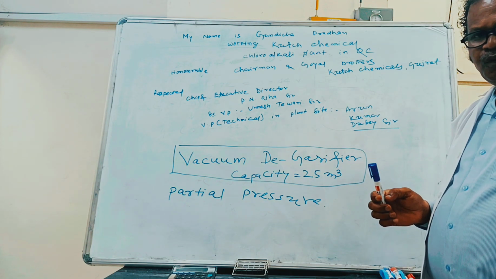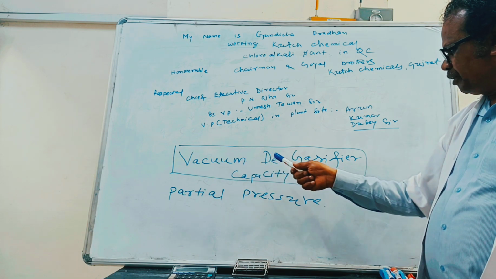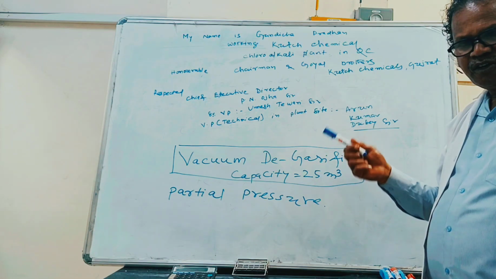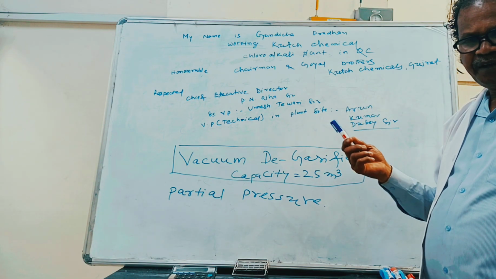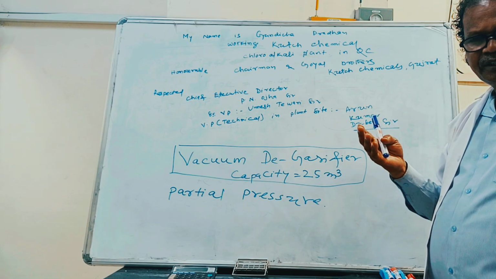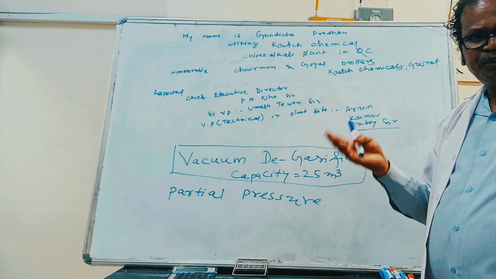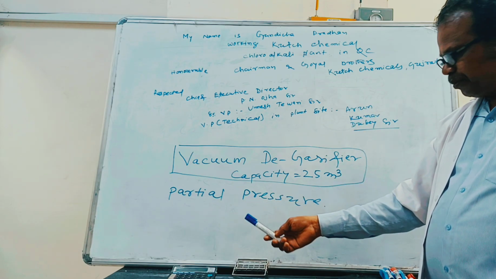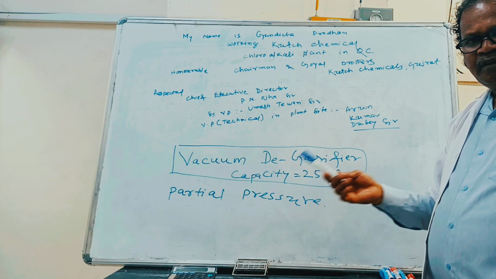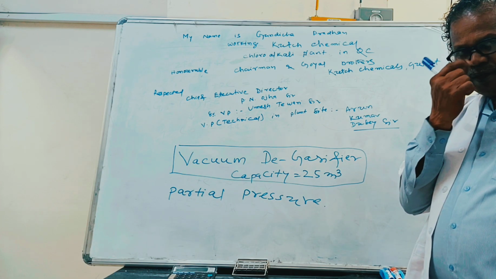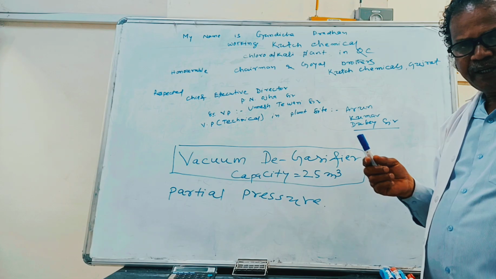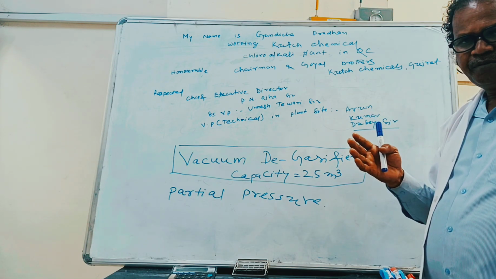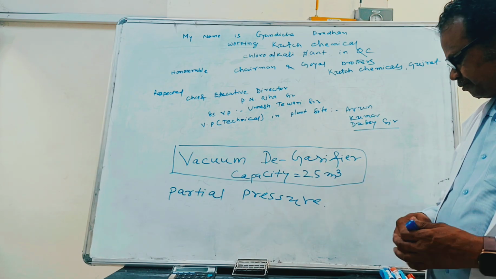Now we will discuss the vacuum degasifier in our plant. It is based on Henry's law, that is, the solubility of a gas in a liquid is directly proportional to its partial pressure. Now we will find out the partial pressure. Our plant is running at 580 TPD, tons per day, and accordingly we will find out the partial pressure developed in the vacuum degasifier.